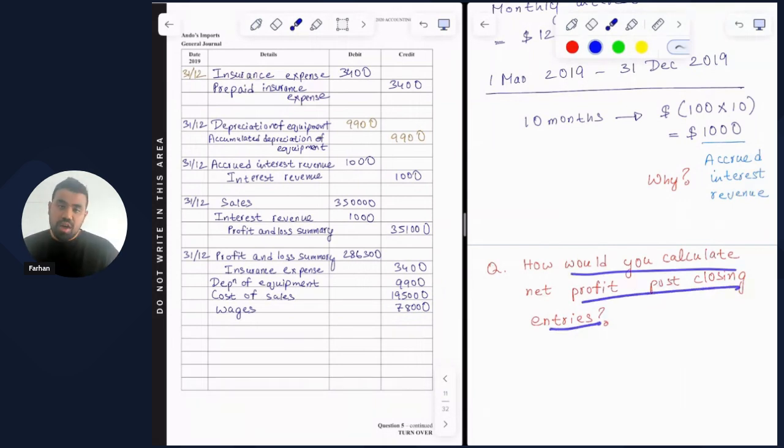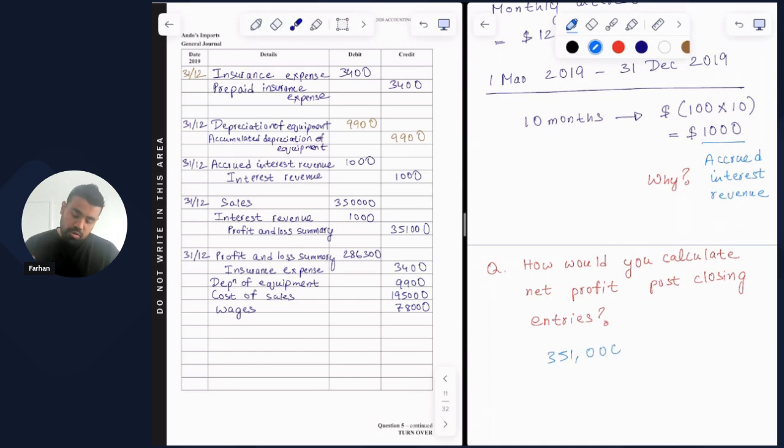Like after the closing entries are done, if you were to use these journal entries, how can you calculate net profit? If you guessed that correctly, you take the total of all revenues that you have closed, which is $351,000, and then you subtract the total of all expenses which you have closed, that is $286,300. So whatever you get here is basically the net profit that we have calculated, and that should be $64,700. Okay, so this is not really a requirement for the question, but just checking that you know what's really happening and you understand the question properly.